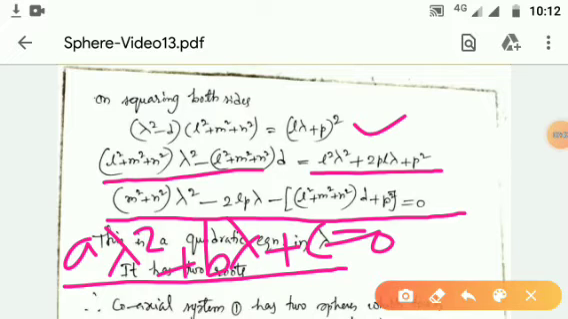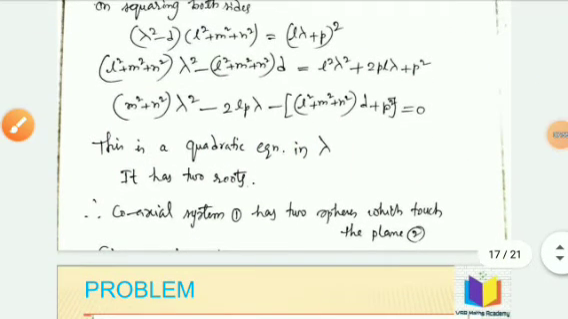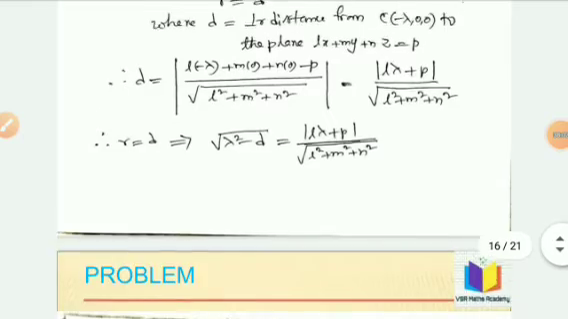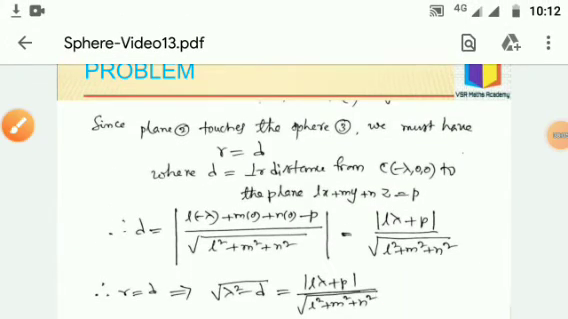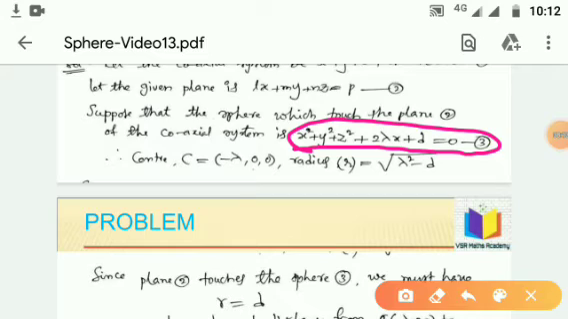We know that every quadratic equation has two roots. Therefore this equation has two roots, so we will get two values for λ. Since λ has two values, we will get two different equations from this. So what are these two equations? These two spheres. Since λ has two values, we will get two spheres with this condition. What is the condition? These two spheres will touch the given plane.